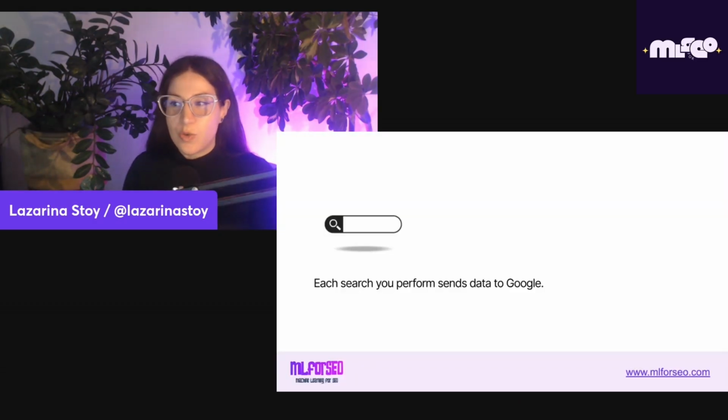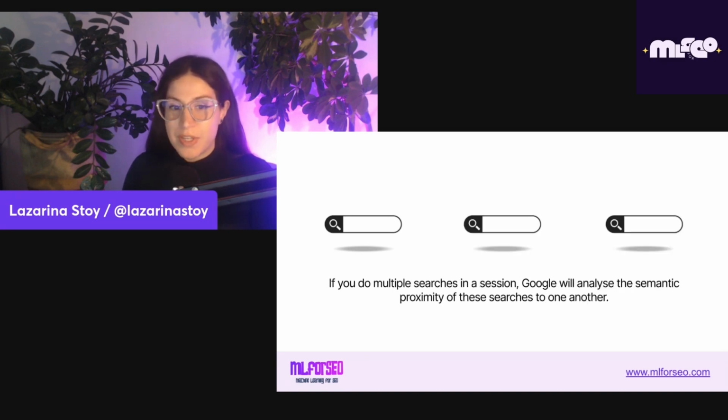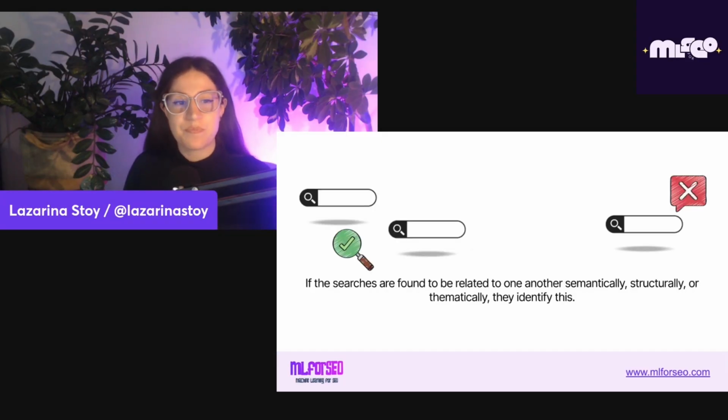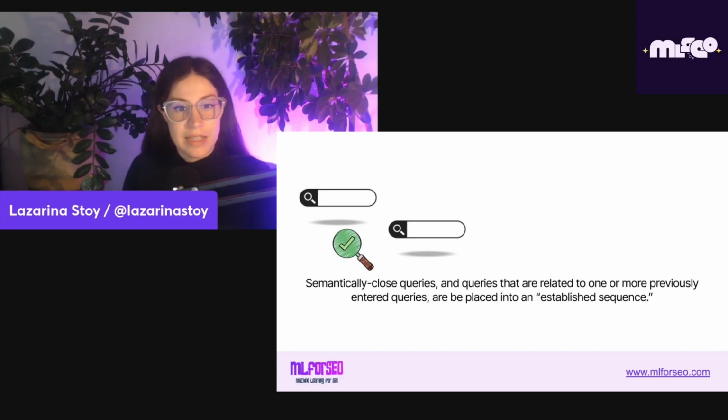Each search that you perform sends data to Google. If you do multiple searches in a session, Google will analyze the semantic proximity of these searches to one another, how related they are. Are you doing research on one topic, or are you doing multiple topics simultaneously? If the searches that you're doing are found to be close to one another semantically, structurally, or thematically, Google will identify this. And those queries that are semantically close are going to be entered into an established sequence. And those can be one query or some also previously entered queries as well.